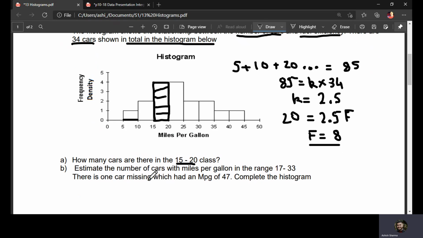Part B: estimate the number of cars with the miles per gallon in the 17 to 33 range. So I'm just going to rub all this out here.